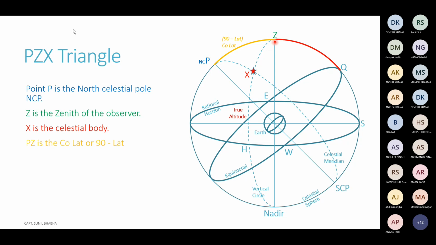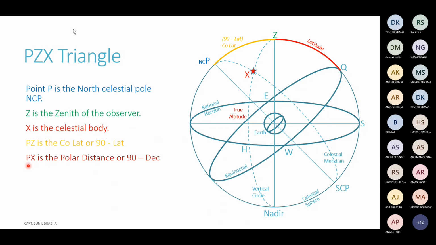Let's also mark out the latitude of the observer. So you see, equinoctial to the zenith, this arc represents the latitude of the observer. So we have labeled here as latitude on the diagram. You can see the latitude ZQ and the colat P to Z, both totaling up to 90 degrees. Pole to the equinoctial, P to Q point, is equal to 90 degrees. Now let's move to the other parts of this triangle.